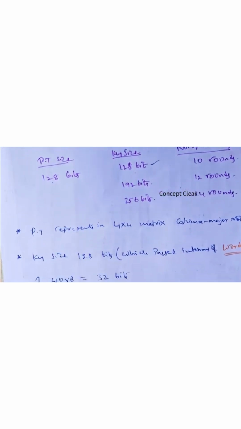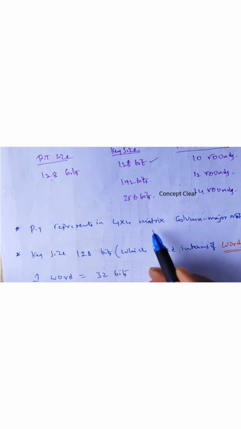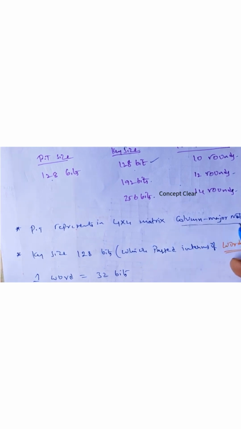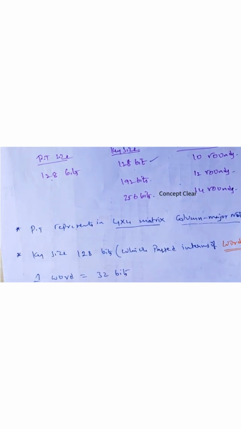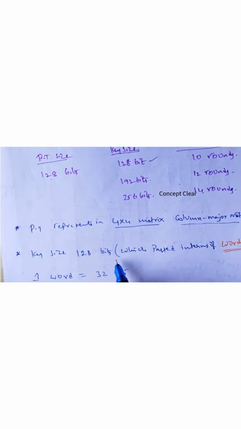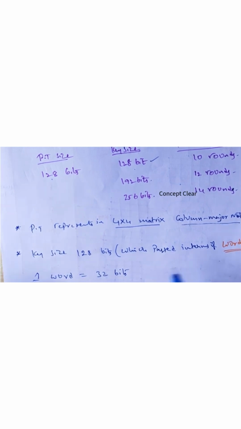Okay, clear? Next, the plain text is represented as a 4 into 4 column-major matrix. The main thing is that in the AES algorithm, the data is represented in the form of a 4 into 4 matrix. Here the key size is 128 bits, which is passed in terms of words. Generally the 128 bits will be considered in the form of words.